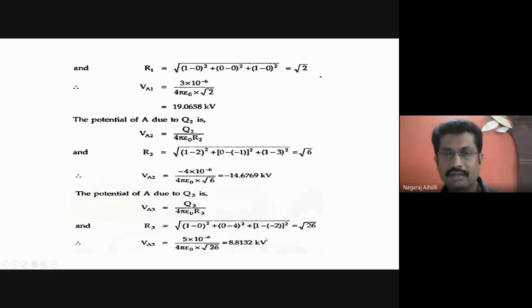Just check, sir, your answers. 13.2 into 10 to the power 3, sir. Yes, yes, 13.2021 kilovolts approximately. Okay, roundabout you will get it. Fine.